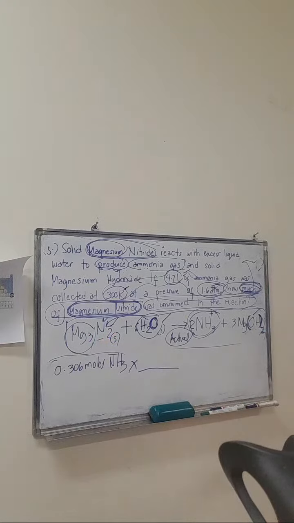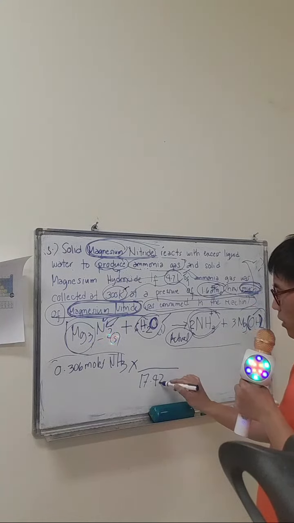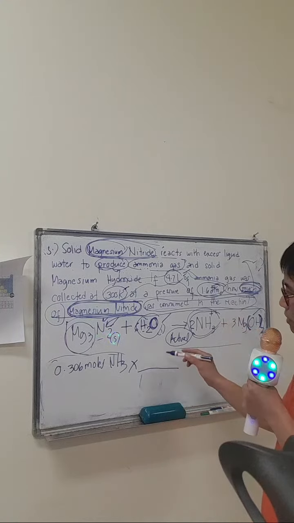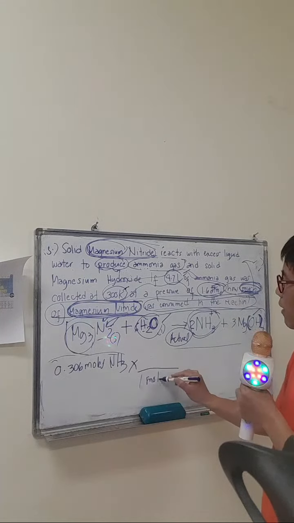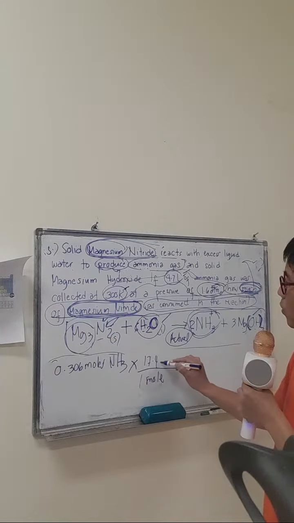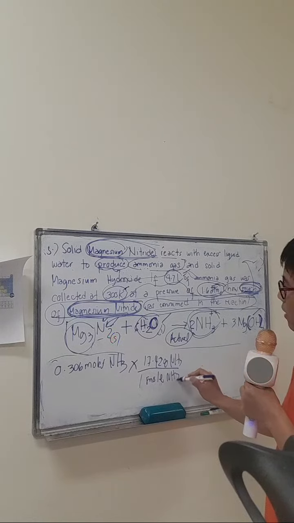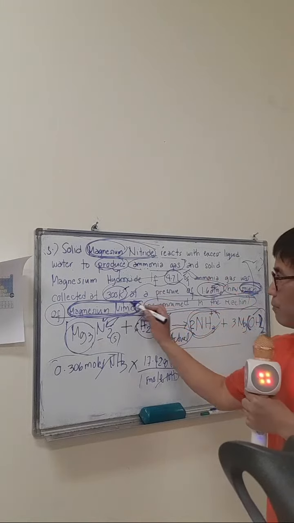Before the second step, we need to determine the molecular weight of ammonia. 17.42 grams of ammonia per mole is the molecular weight. So it's going to be per mole, and then 17.42 grams of ammonia cancels the moles of ammonia. Now we will not stop here because we can compute only the grams of ammonia. The question here is the grams of magnesium nitride.